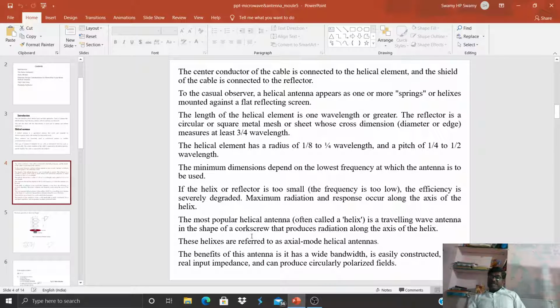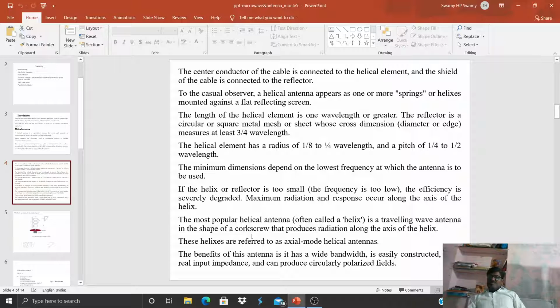If the helix or reflector of the helical antenna is very small while the frequency of the signal is very low, or if the helical antenna is used for low frequency signals, then efficiency is severely degraded. If a lower dimensional reflector and helical element are used for very low frequency signals, the efficiency of the antenna decreases.